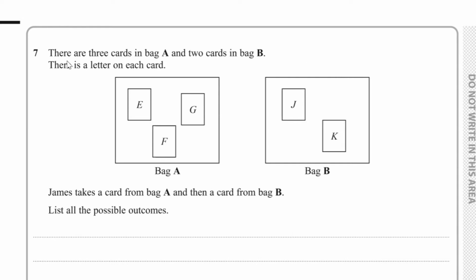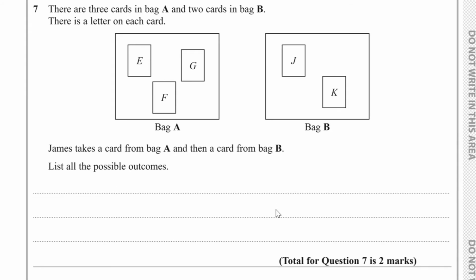Question number 7. There are 3 cards in bag A and 2 cards in bag B. There is a letter on each card. With bag A, we've got E, F, and G, and with bag B, we've got J and K. James takes a card from bag A and then a card from bag B. We have to list all the possible outcomes.